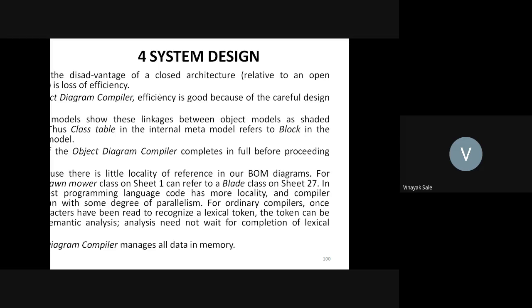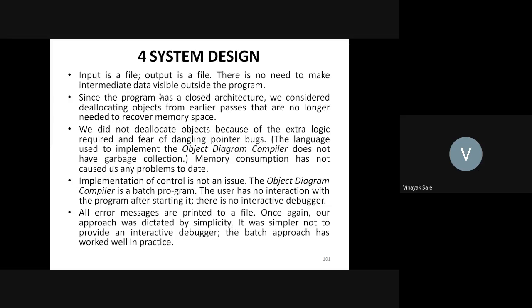The object diagram compiler completes each pass in full before proceeding. There is little locality of reference in our bill of material. So the object diagram compiler manages all data in memory. Input is a file and output is also a file. There is no need to make intermediate data visible outside the program.